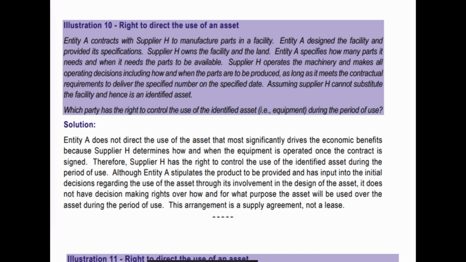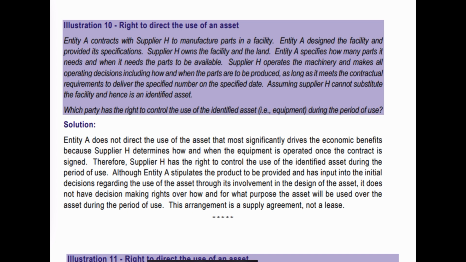Supplier H operates the machinery and makes all the operating decisions, including how and when the parts are to be produced, as long as it meets the contractual requirements to deliver the specified number of parts on the specified date. Assuming supplier H cannot substitute the facility, and hence it is an identified asset, which party has the right to control the use of the identified asset? That's the question here.